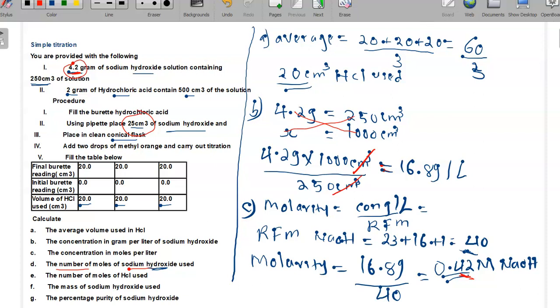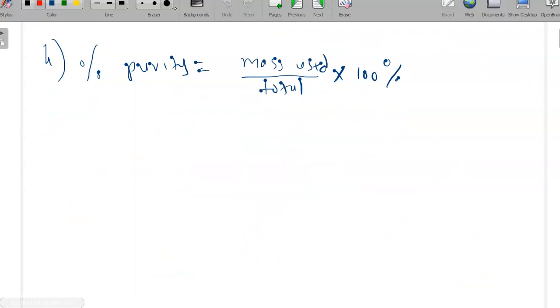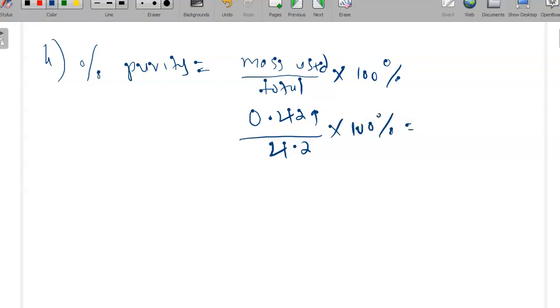So therefore my mass used is 0.42 gram. The mass used over total mass, which is 4.2, times 100%. How much do you get here? 0.42 divided by 4.2, then multiplied by 100. You get 10%.